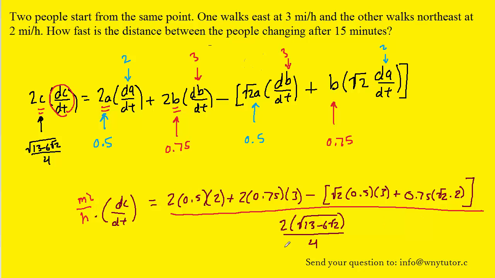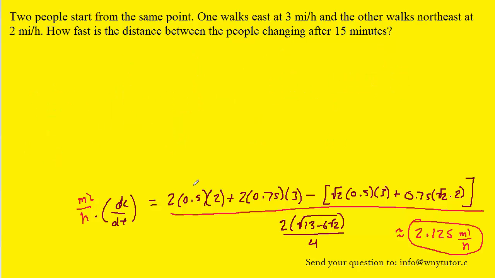Of course, your professor probably wants you to simplify that. My suggestion is to use a calculator to get a decimal approximation. And when you do that, you get approximately 2.125, and as mentioned, the units will be miles per hour. Now, of course, it is possible to express it in terms of an exact answer.